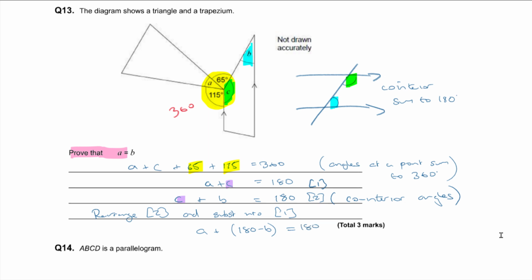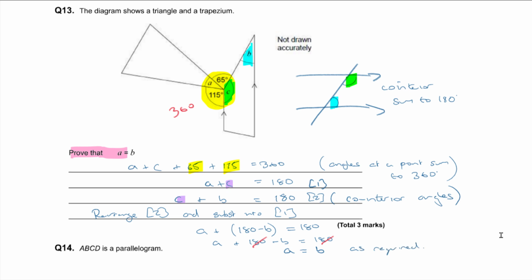Just sub in C, rearranging it, make C the subject, and replacing C in equation 1 with what I've got. I get that. So then removing the brackets, I'm going to get A plus 180 minus B is equal to 180. So I've got 180 on both sides. They're going to cancel each other out. And then if I add B to both sides, or move B to the other side, I'm going to get A is equal to B then, isn't it, as required.